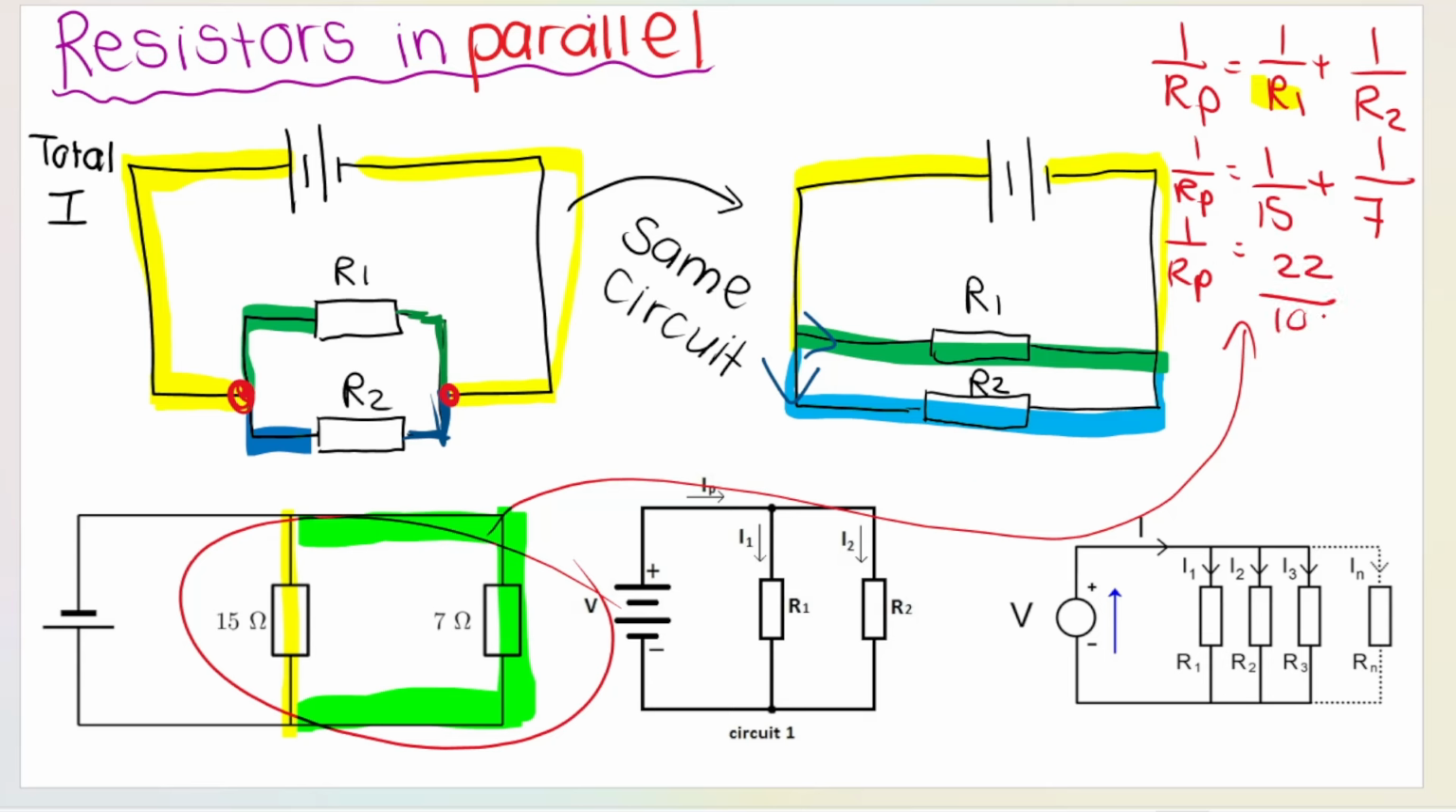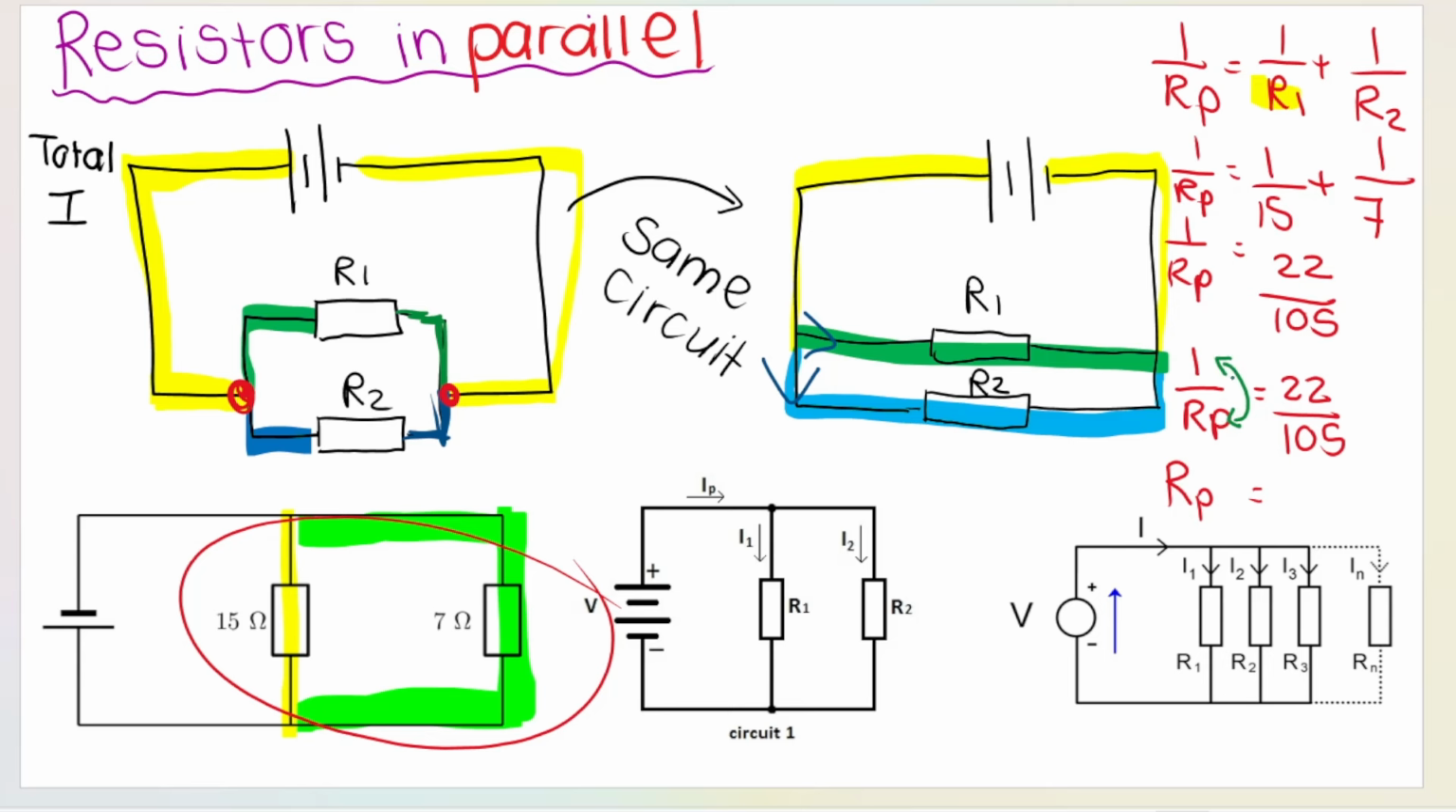22 over 105. But please, and I will do this again in a later question, take note that, let me write it a bit nicer, this is 1 over Rp is 22 over 105. I just typed 1 over 15 plus 1 over 7 on my calculator. I do not want 1 over Rp. I'm looking for Rp, resistance in parallel. So what I need to do is flip this fraction. So take the reciprocal or flip this fraction.